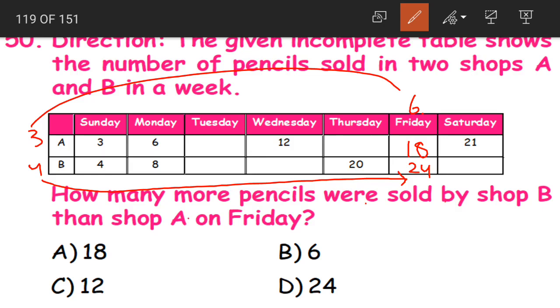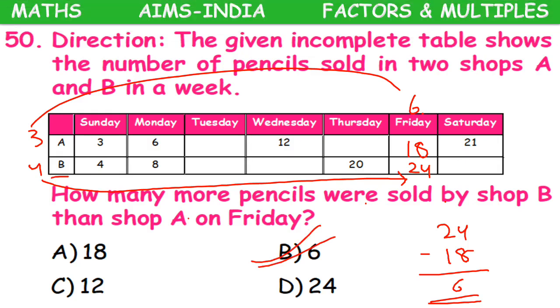So what should we do? How many more were sold? That means we need to find out the difference. 24 minus 18 is equal to 6. So shop B sold 6 more pencils than shop A on Friday. Understood, children?